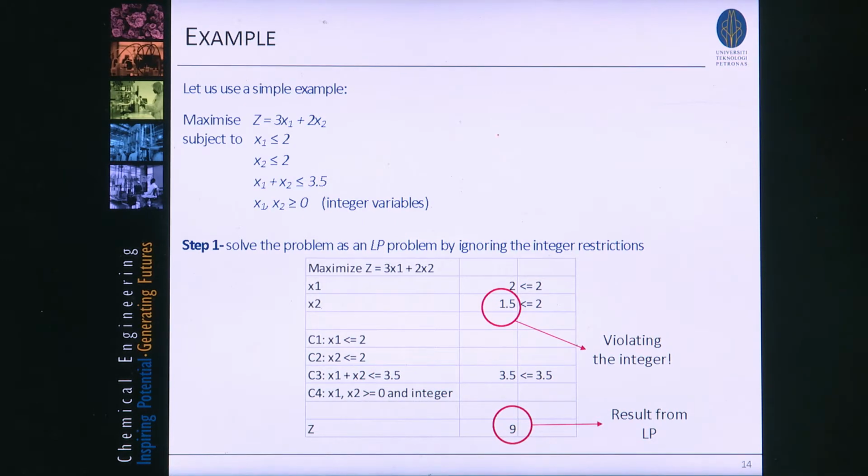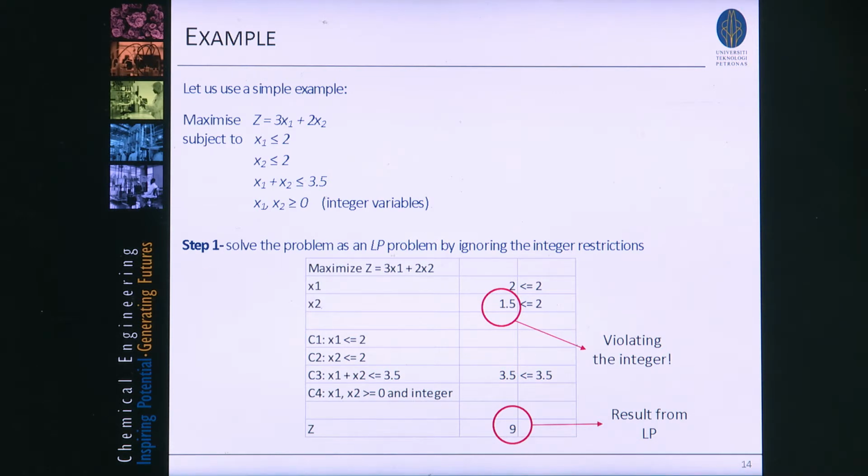So now let's use a simple example. We want to maximize Z equals 3x1 plus 2x2. The constraints are x1 less than or equal to 2, x2 less than or equal to 2, x1 plus x2 less than or equal to 3.5. x1 and x2 in this case are integer variables.